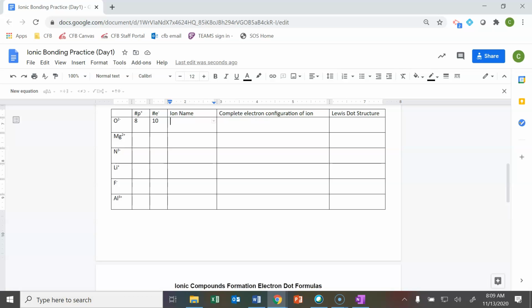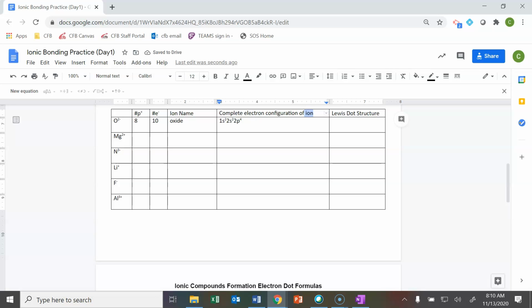Okay, our ion name. Well, this is a negative ion. Oxygen, we need to change the ending to "ide." Oxide is the ion's name. The electron configuration for the ion would be 1s2, 2s2, 2p4. No, hold on. That would be the electron configuration for the atom. We need to do this for the ion.